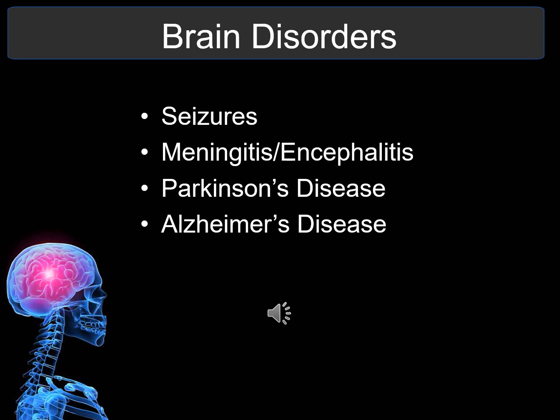So we're going to look at a few brain disorders. This list is not exclusive. There's so many brain disorders. We just really don't have the time to cover all of them. But these are some very common ones that you will see: seizures, meningitis or encephalitis, Parkinson's, and Alzheimer's. And we'll spend some time on each of these diseases.